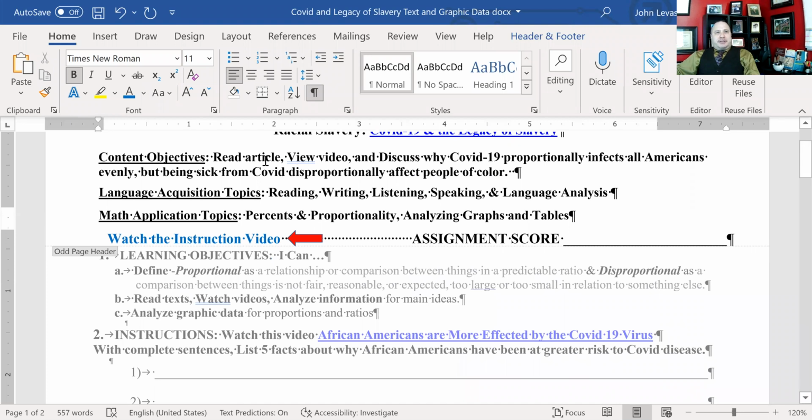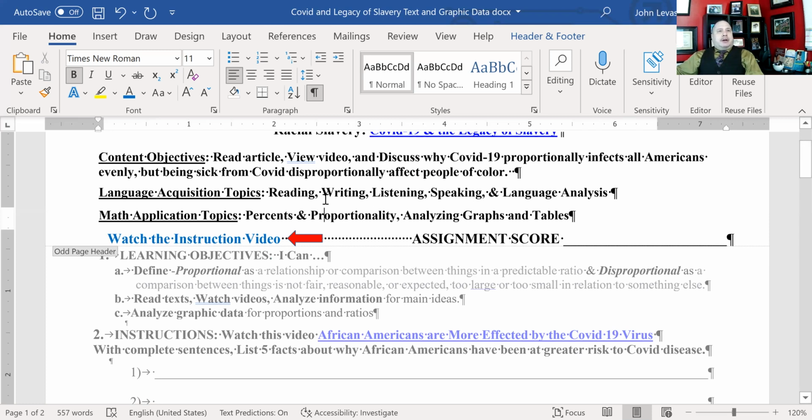So our content objectives are to read the article, view a video, and discuss why COVID-19 proportionally infects all Americans evenly, but being sick from COVID disproportionately affects people of color. So everyone in the United States is just as likely to catch COVID-19, to be infected by COVID-19, but not everybody is as likely to become seriously ill from the disease.